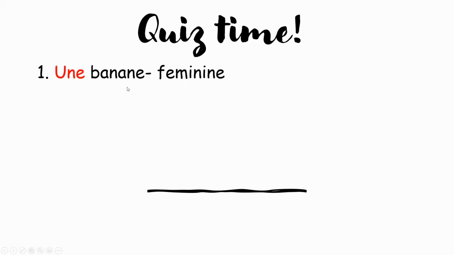The answer was une banane. It was feminine. If you got that right, well done. Give yourself a pat on the back. Here is question number 2. We looked at the word dog in French earlier, but how do you say the word dog in French? Is it A, chat, or B, chien? Call out your answer now. If you said chien, well done, you were right. And it is un chien because it was masculine.